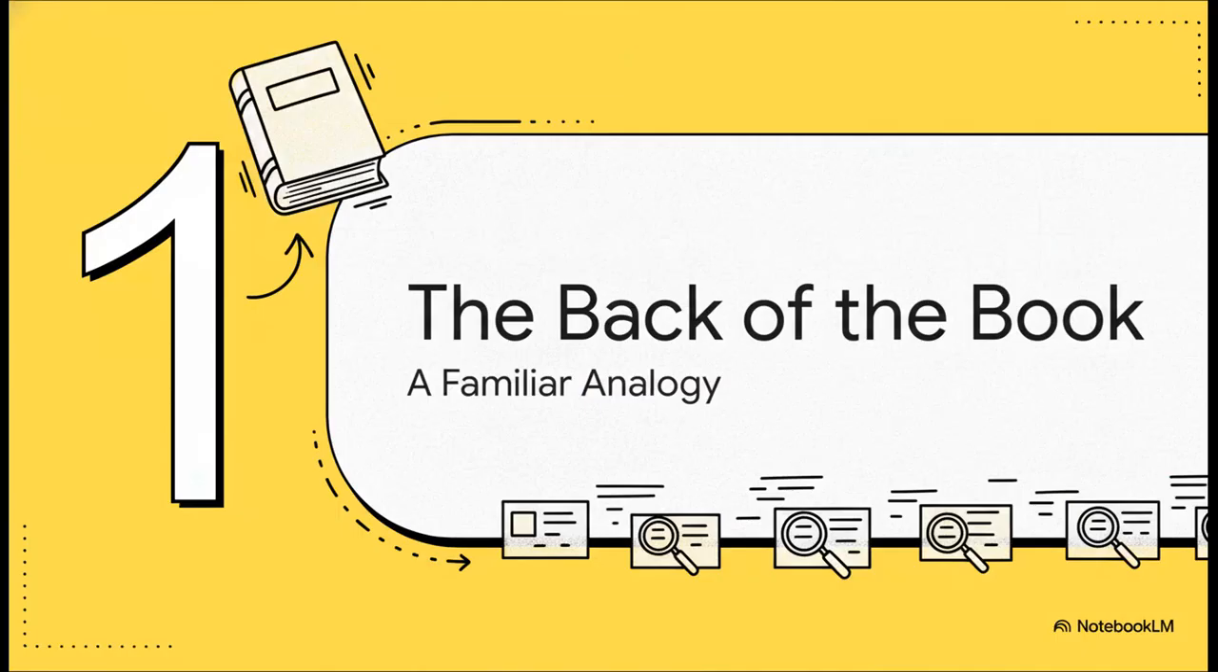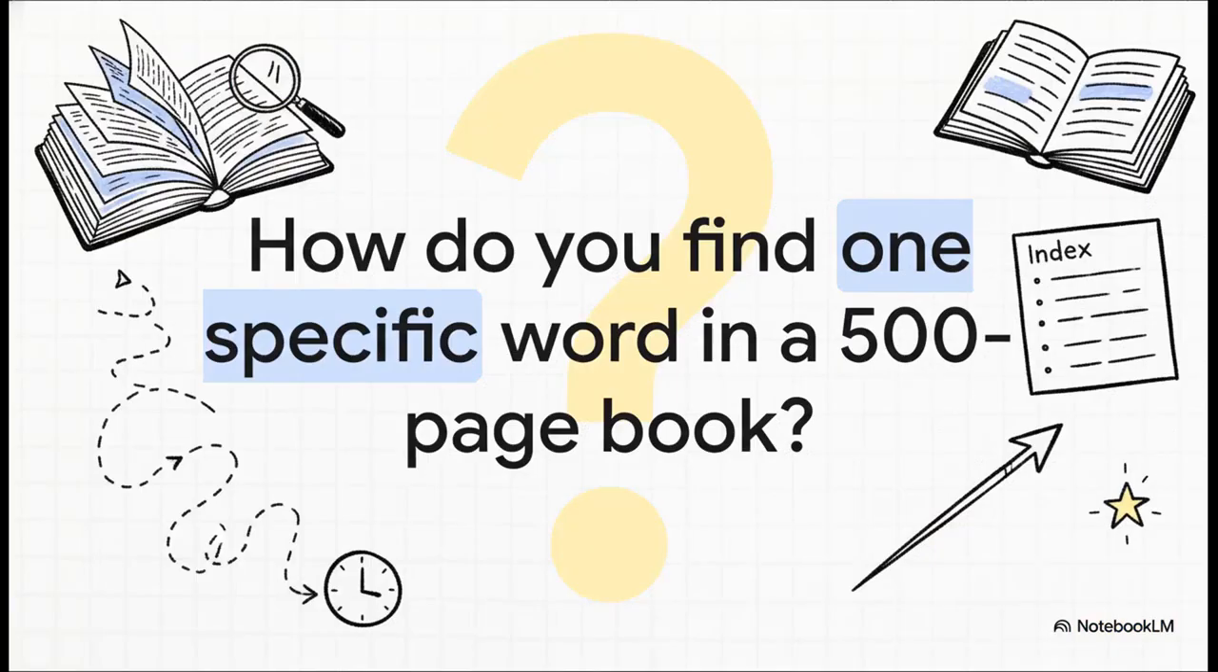To really get this, we're going to start with something super simple and low-tech. A physical book. Seriously. Let's just forget about computers for a minute and picture a thick, heavy textbook. Okay, so you need to find every single time a specific word is mentioned in that book. Your first thought probably isn't, I'll just read all 500 pages from front to back. I mean, that would take forever. So what's the shortcut we all instinctively take?